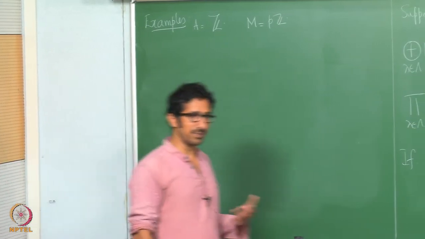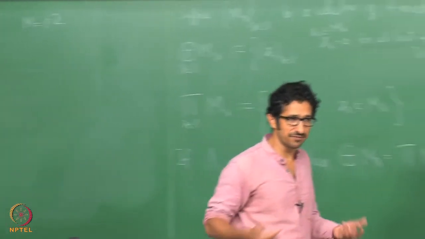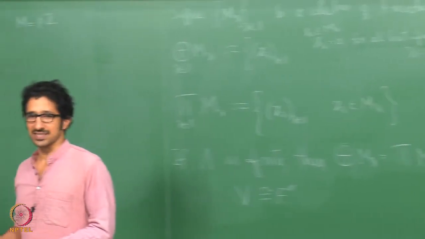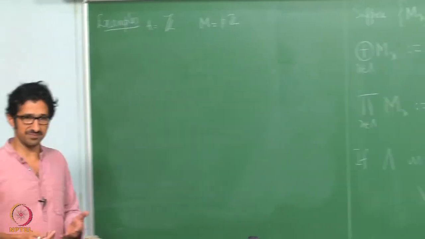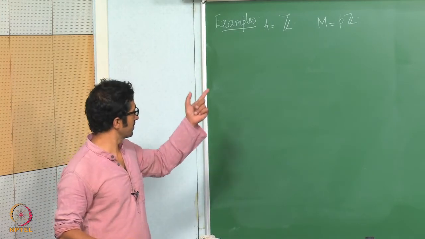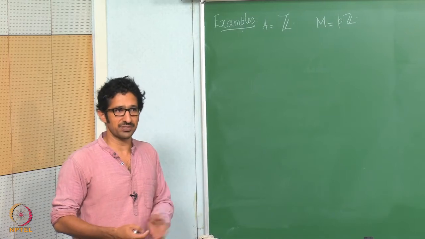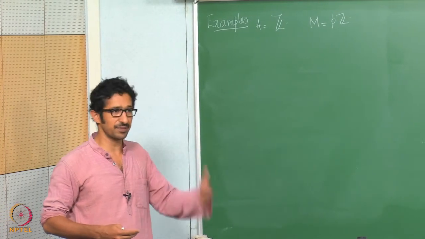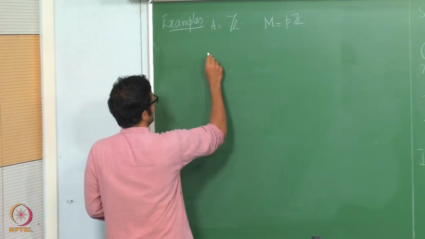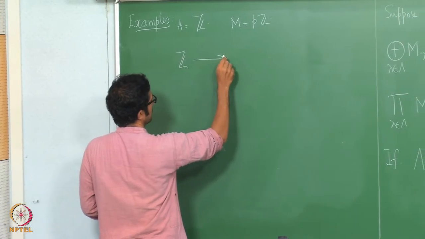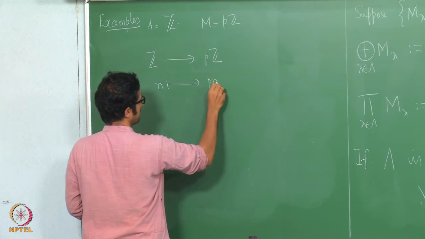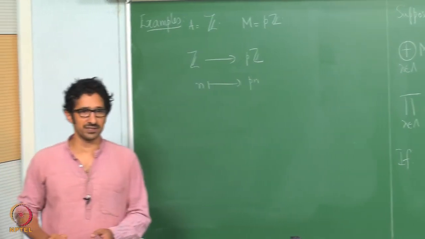You have to define a map, right? You have to define a homomorphism, a map which is a homomorphism, injective and surjective. If you are able to do this, then it's an isomorphism. They are isomorphic. Now, looking at this, can you think of a map to start with? From Z to here or from here to Z? From Z to pZ, n going to pn. Is this an A-module homomorphism?